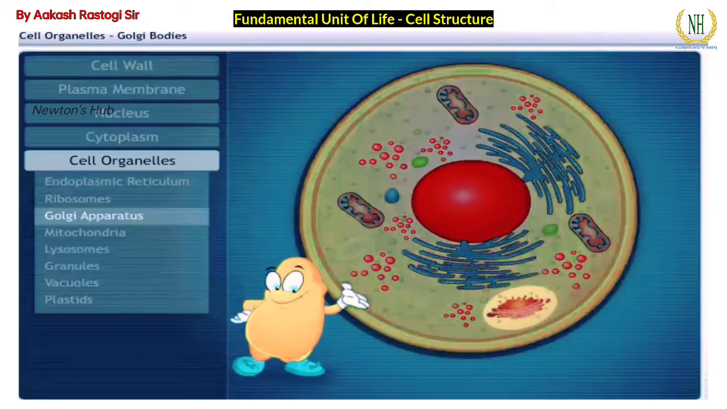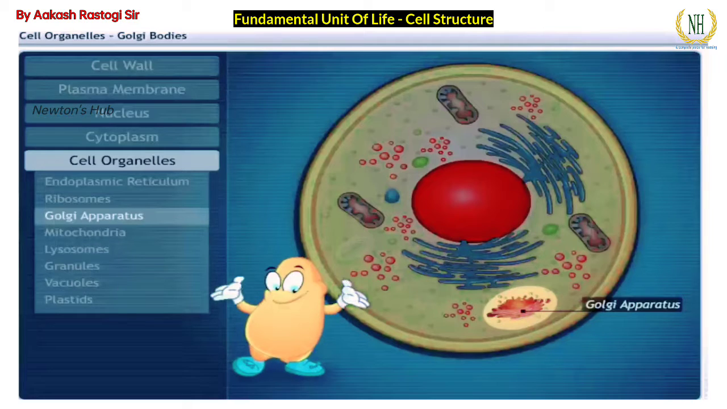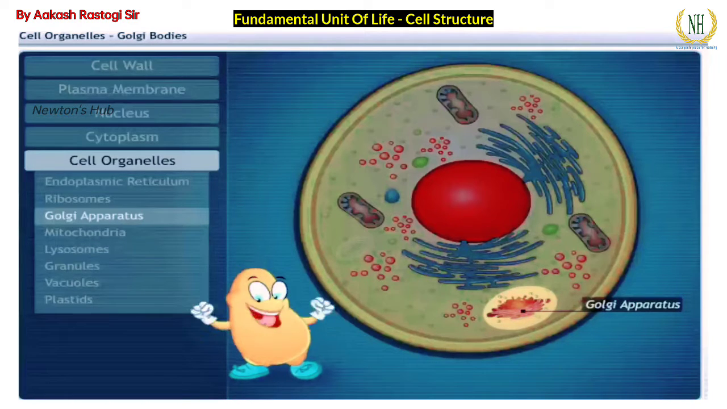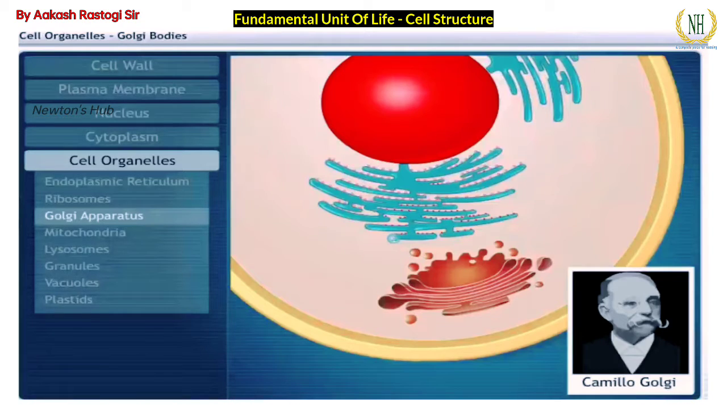Here's another organelle. This is the site for storing and transporting proteins across the cytoplasm, called Golgi Apparatus. Named after Camillo Golgi, who first described it, Golgi Apparatus are stacks of flattened membrane-bound sacs or vesicles. These stacks are called cisterns.